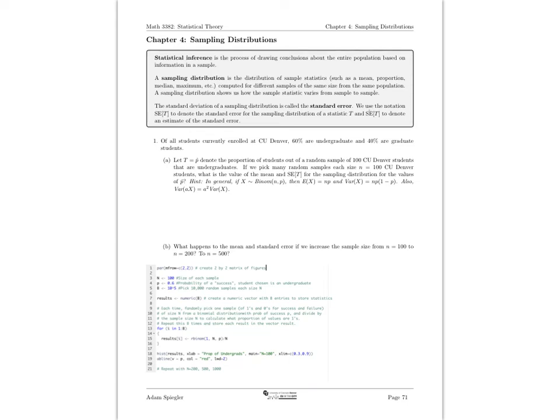Hi, everybody. So let's take a look at the worksheet from chapter 4 that we started working on. We actually did the first question in class last time, but let's just backtrack. So here what we're going to do is take a look at sampling distributions.